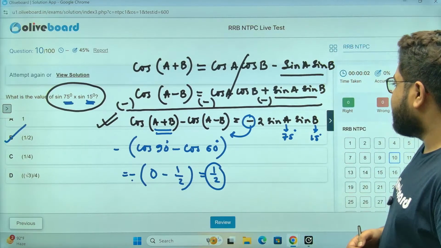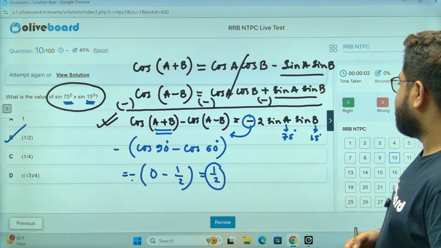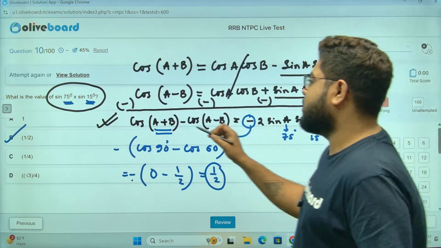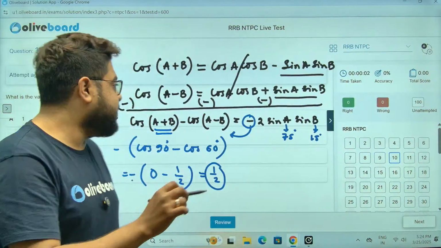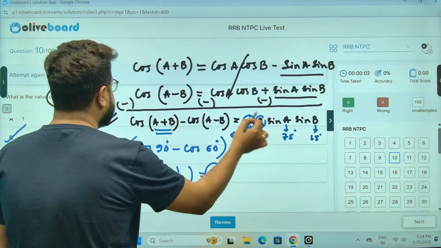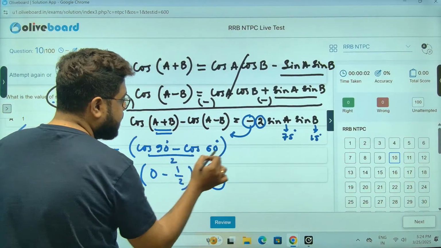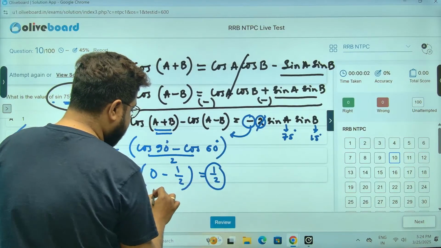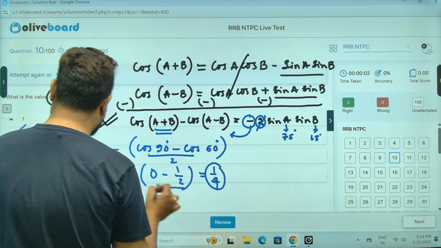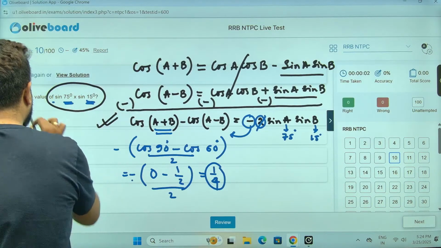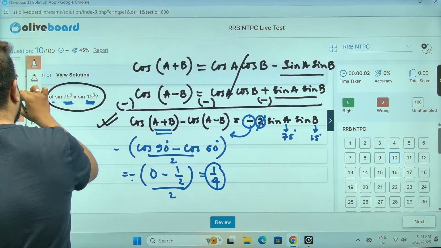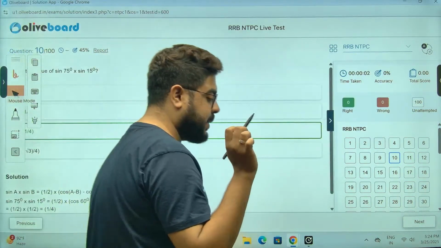1 by 4 is coming? Achha, sorry, that's simple, sir. This 2 was there, no? Here they have not given 2, I've missed it. So this will be by 2, this 2, sir. So it will become 1 by 4. Option C will be the answer, 1 by 4.